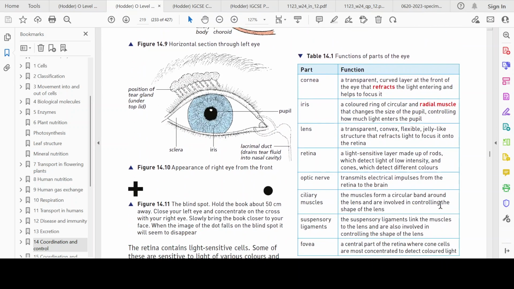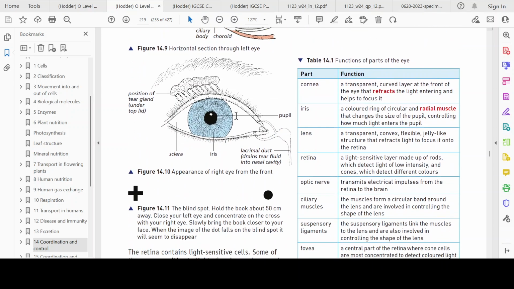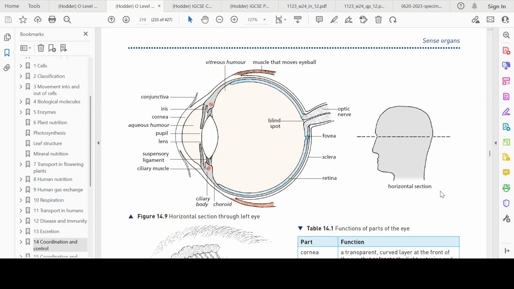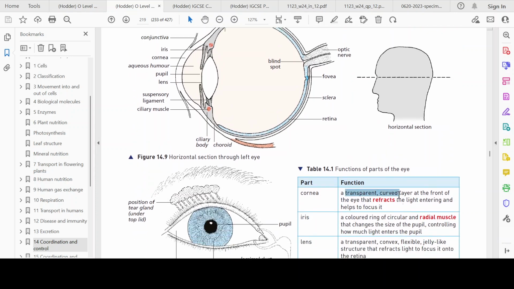So first of all, you have the cornea. The cornea is the covering outside the eye. This thing over here, this white bulge, is the cornea. It is a transparent curved layer at the front of the eye that refracts the light, which means it bends the light that is entering the eye to help focus it on the retina. That's the internal layer where all your receptors are. So it focuses on the retina.